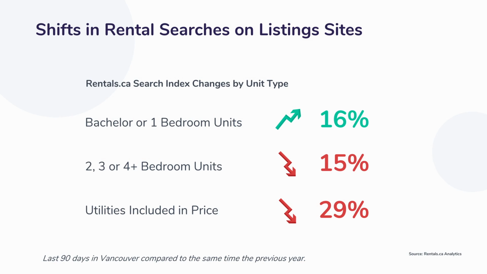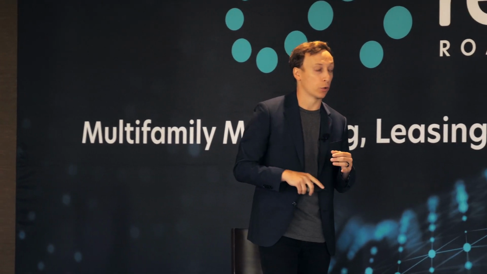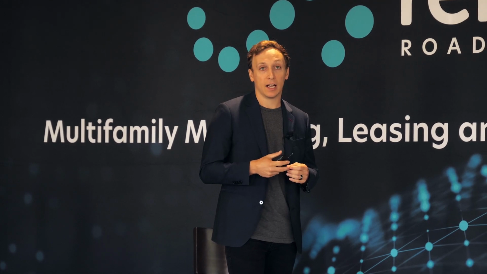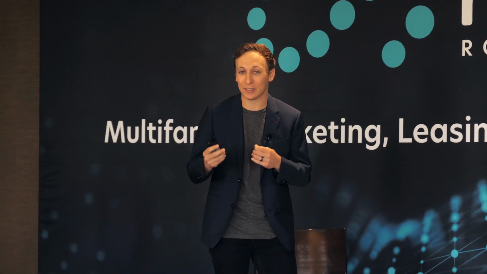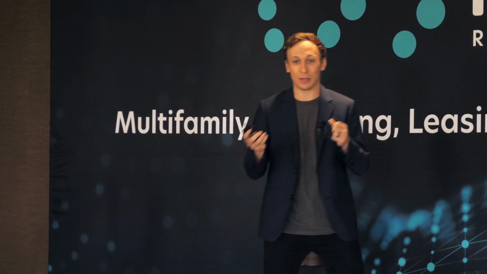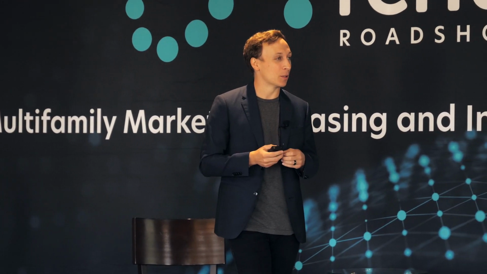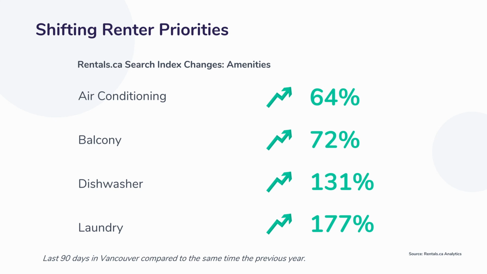And we're seeing this as well on the rentals network side. So when you actually look at the individual filters, we're seeing people look for bachelor and one-bedroom units about 16% more than they used to a year ago. And 2, 3, and 4 bedrooms are getting searched about 15% less. The other interesting one I find is that people are searching for utilities included less. I can't explain why. I think it has to do with the price as well, but you'd think you'd actually want utilities included since it kind of makes it cheaper, but we're actually seeing that down 29%, which I found very interesting.